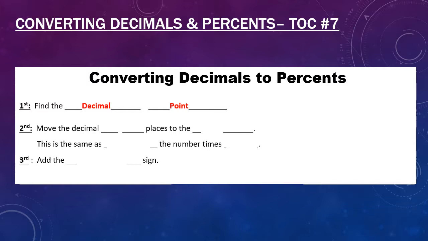Step 2, move the decimal 2 places to the right. This is the same as multiplying the number times 100. That's important to know. So go ahead and put a little star or circle, multiplying by 100, so you don't forget that moving your decimal point 2 places to the right is like multiplying by 100. Then the third step, add the percent sign. And I realize it says percent sign. You don't have to write sign twice. Just percent is fine.